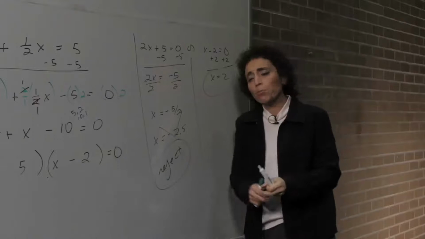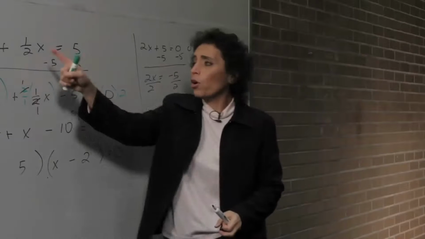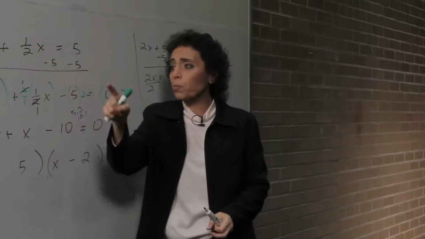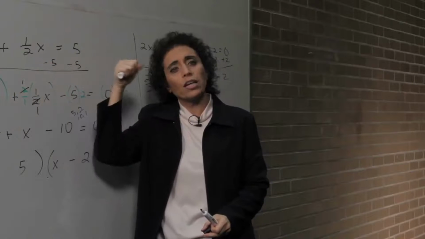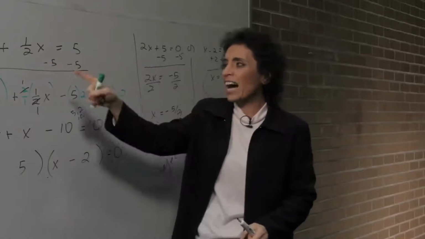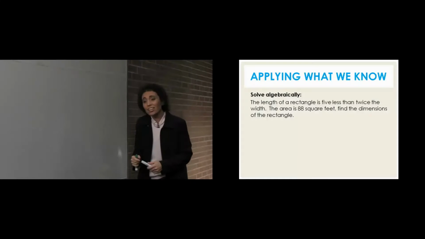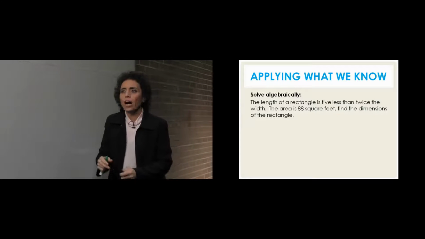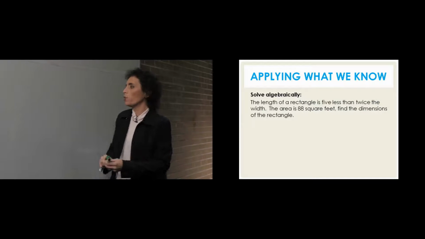So that's how you do that problem. That's what we're going to do in this lesson. We're going to solve verbal problems that are a little harder than we did in the previous mod, that are nonlinear. All right, let's take a look. The length of a rectangle is 5 less than twice the width. So we have a rectangle.